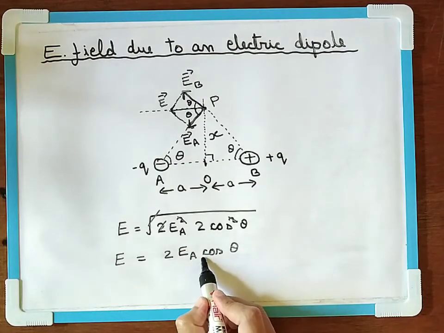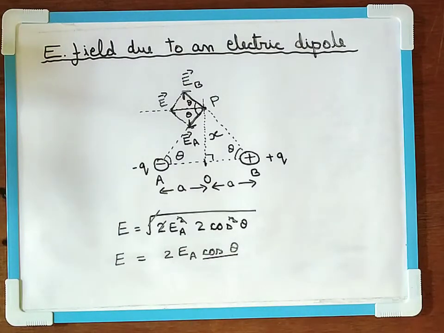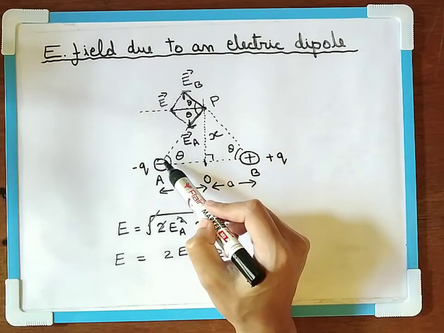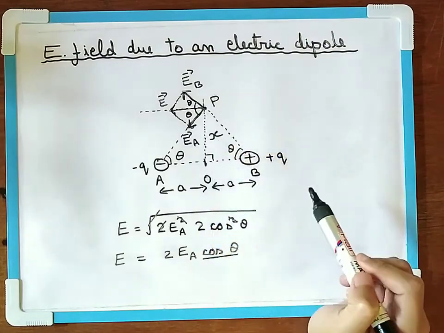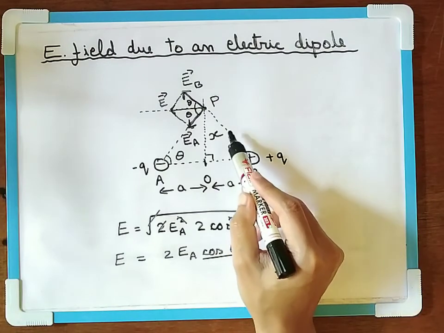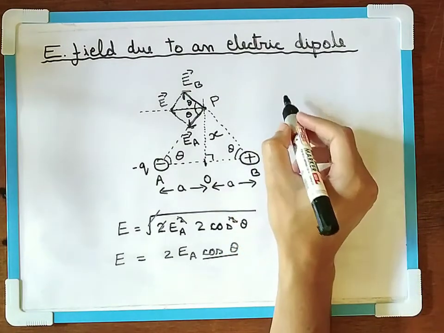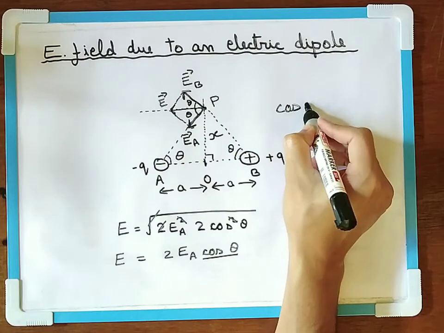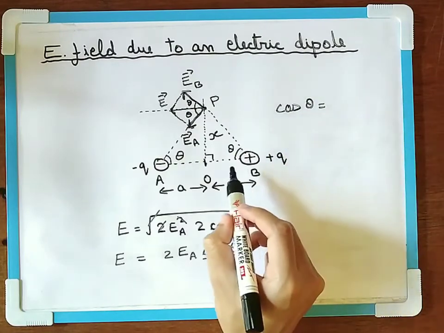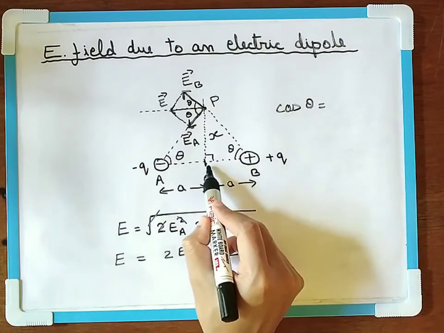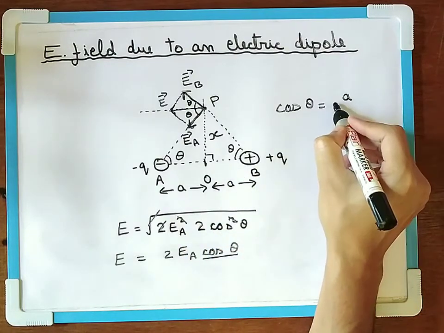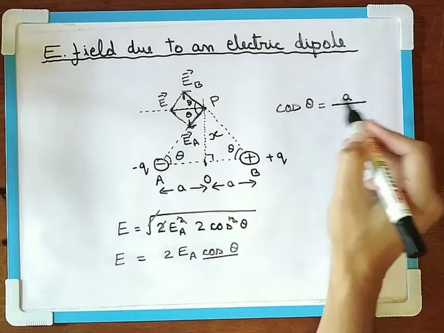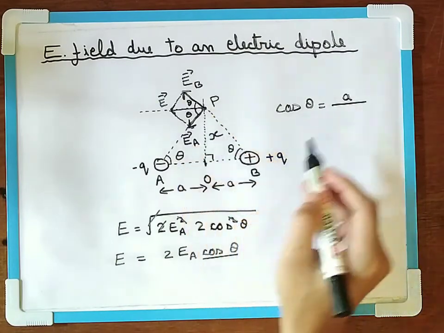Now cos theta, you can find the expression for this cos theta using the diagram above. So here we consider the triangle POB. Now in this triangle, your OB is the base and PB is the hypotenuse. So cos theta is base, which is OB. This OB is a. So cos theta is equal to a divided by the hypotenuse, which is PB.